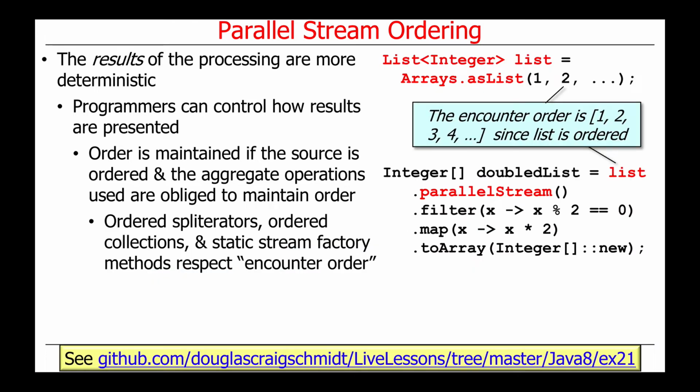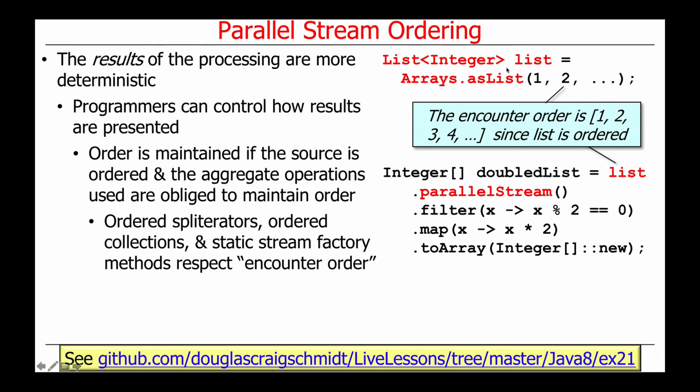So here are some things that will respect encounter order. Ordered split iterators, ordered collections, static stream factory methods, these are all things that will respect the encounter order. So let's take a quick look at an example. Let's assume that we've got ourselves a list.